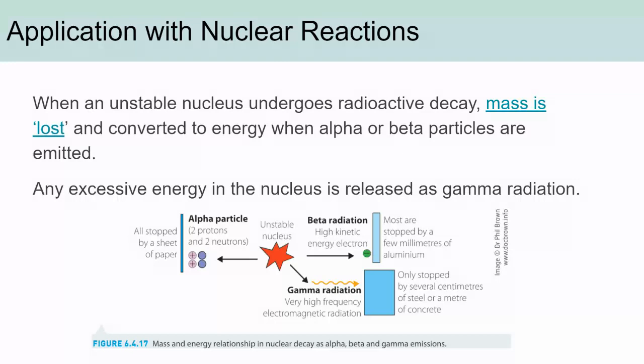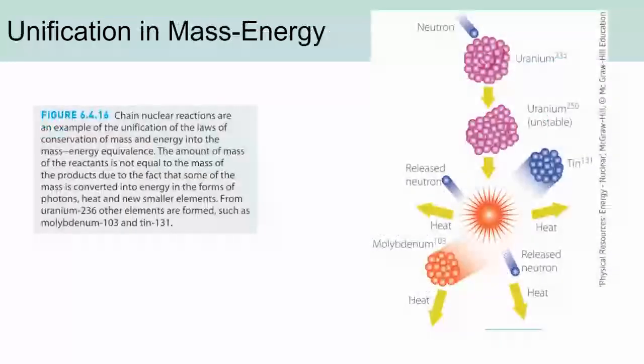A little bit more on the application here. When an unstable nucleus undergoes radioactive decay, the mass is lost and converted to energy when alpha or beta particles are emitted. And any excess energy in the nucleus is released as gamma radiation. We can see that happening here, the mass and energy relationship, seeing the alpha, beta, and gamma emissions happening here, and the unification of mass and energy.